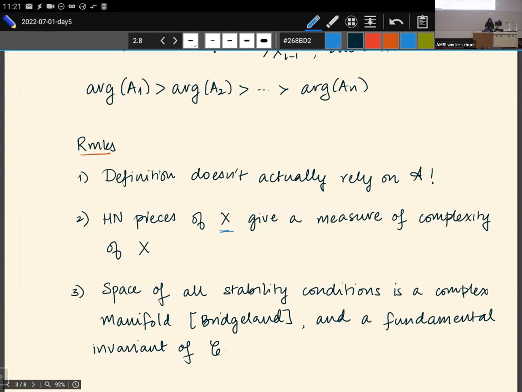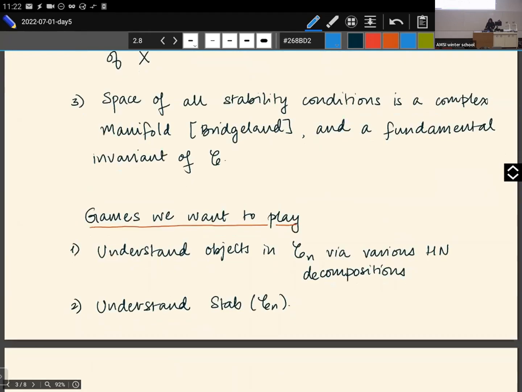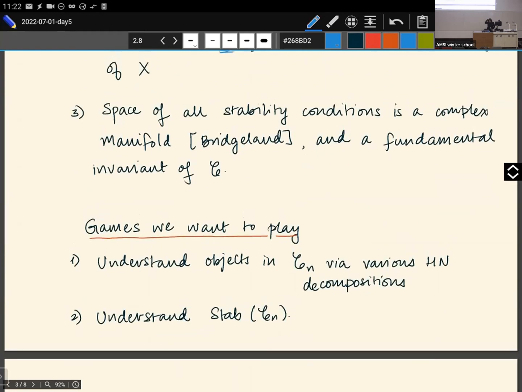Okay, so we want to play 2 games, maybe other games, but for the purposes of today's lecture, we want to play 2 games. The first one is that we want to understand objects in C. So I haven't told you what C is.